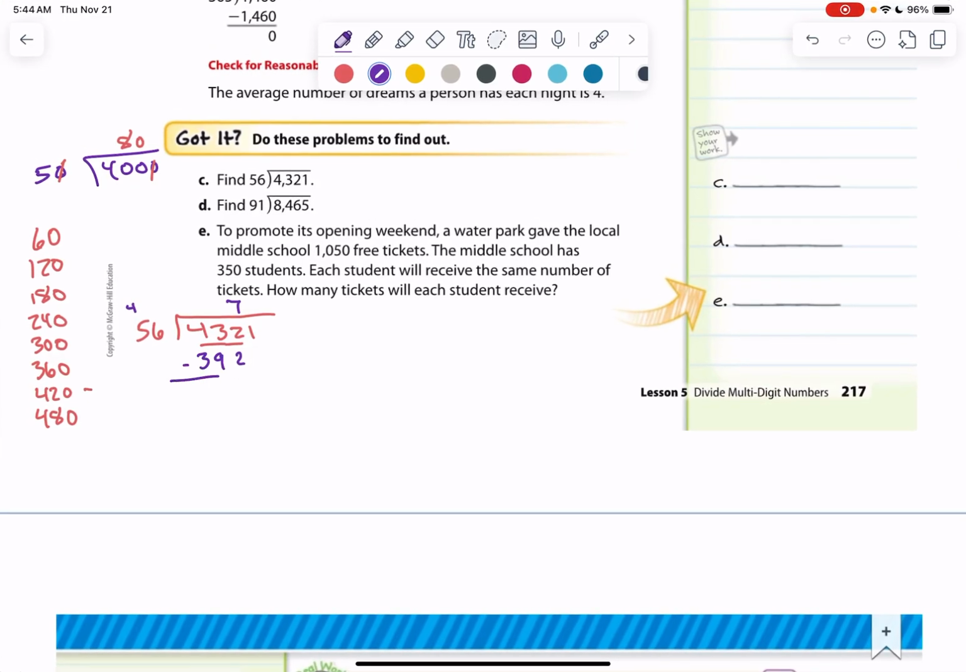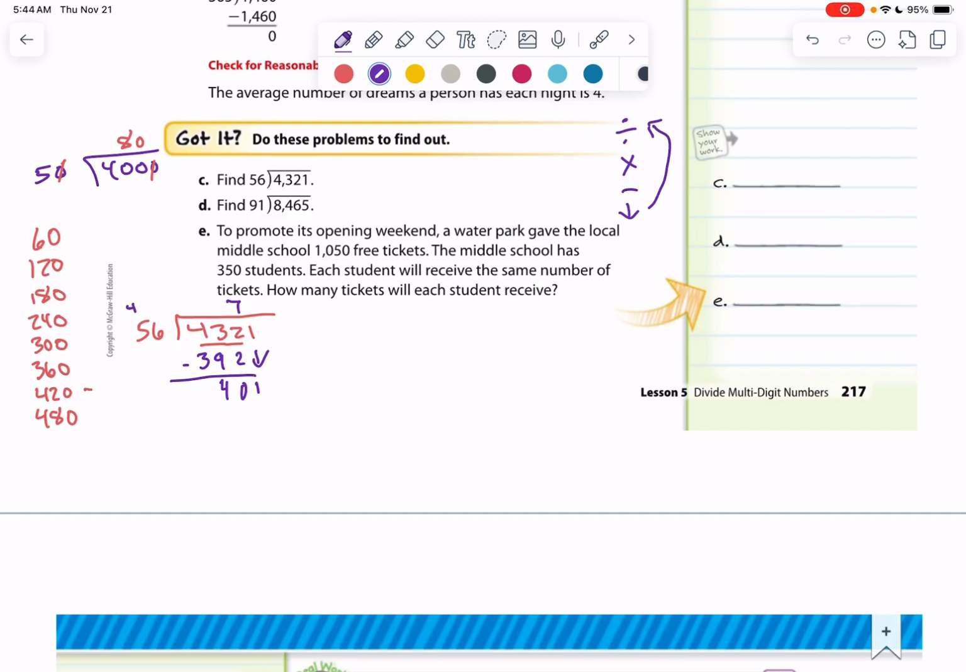Okay, then we subtract, divide, multiply, subtract, bring down, repeat. Okay, so we're subtracting. Oh, 43 take away 39. 39, 40, 41, 42, 43. That's 4. Okay, bring down the 1.